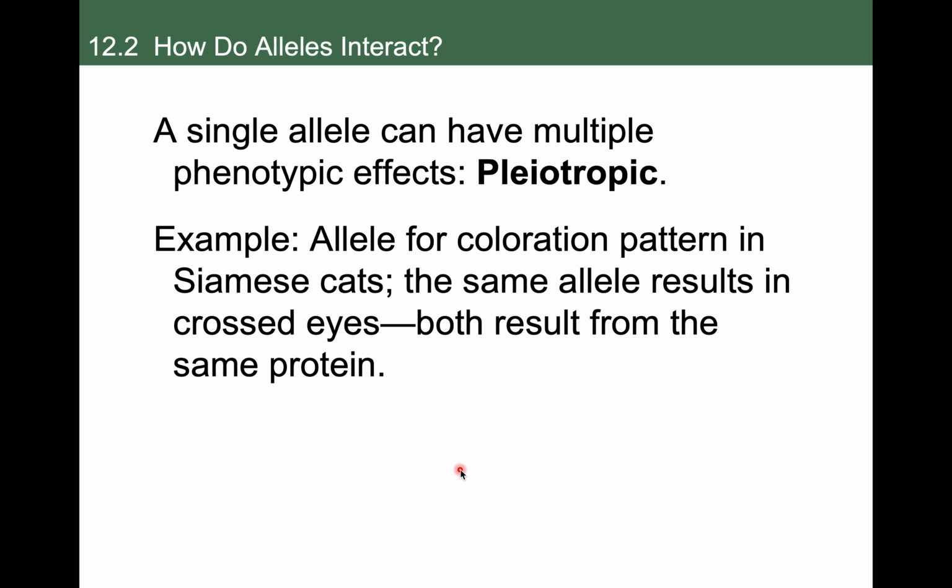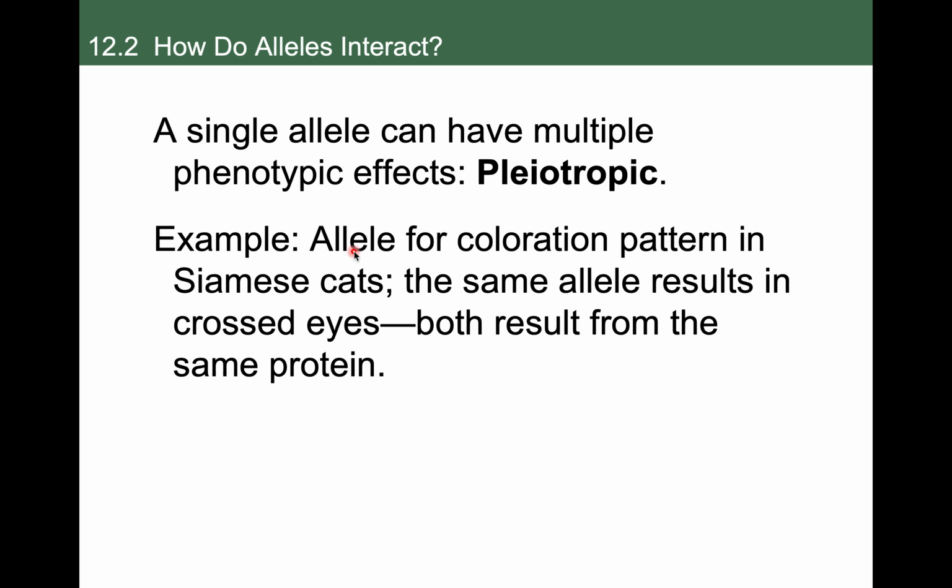And we're used to thinking of this idea that each gene is controlling one particular phenotype or one particular trait. And a lot of times that's true, but not always. There are examples of genes that are considered to have pleiotropic effects, which is just a fancy way of saying this one gene actually affects multiple phenotypic traits.